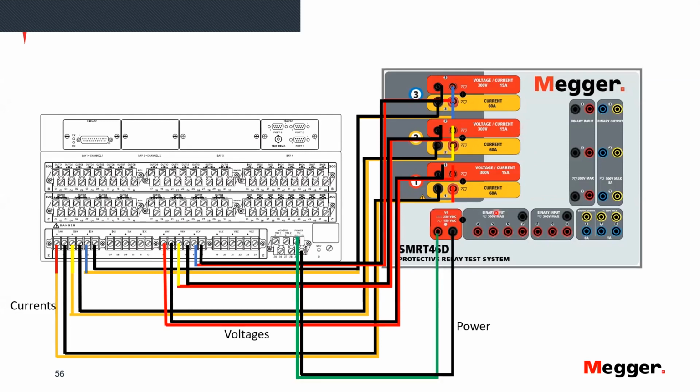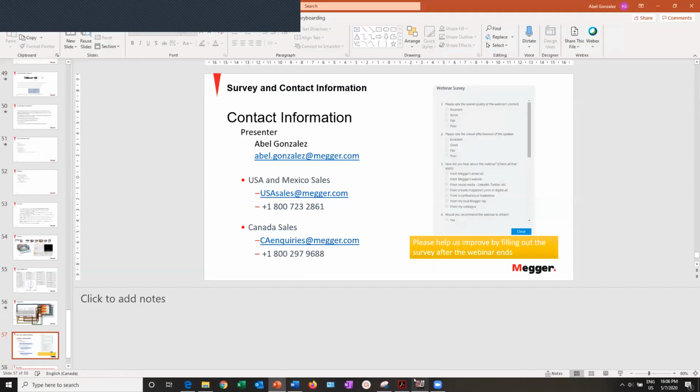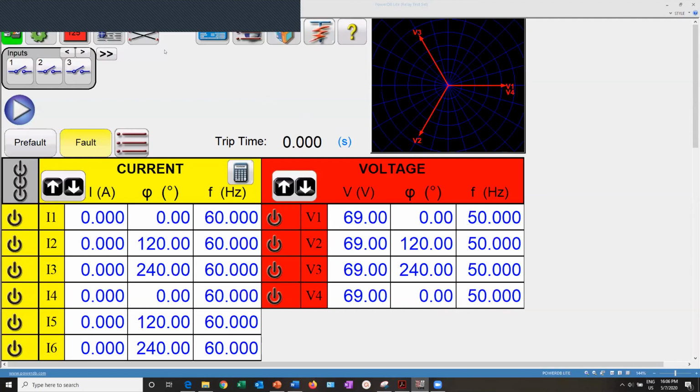I'm going to power up the relay using the auxiliary power that I have on this source, and I'm going to use binary input coming from the relay. So now I'm going to leave the presentation, and I'm going to connect with PowerDB.